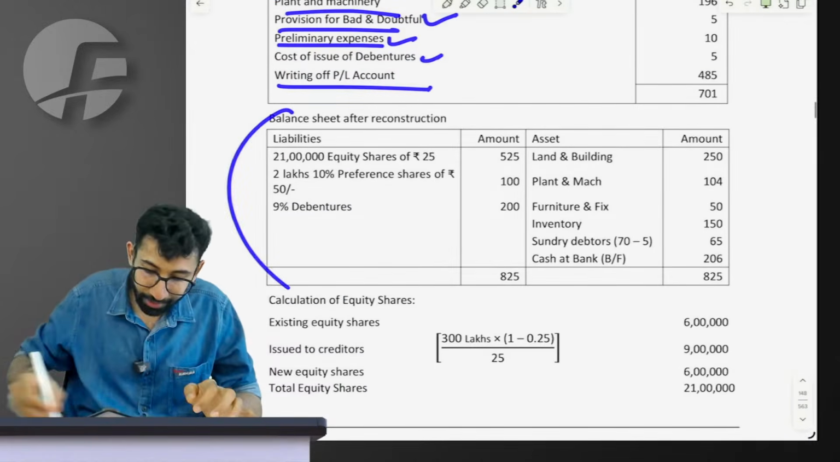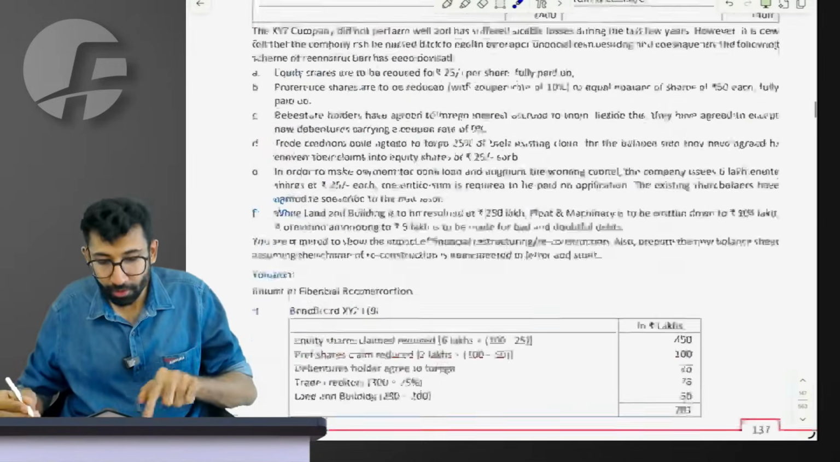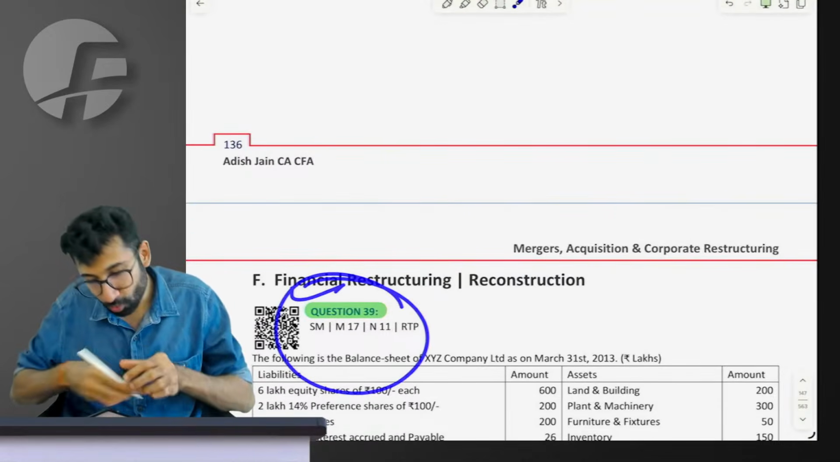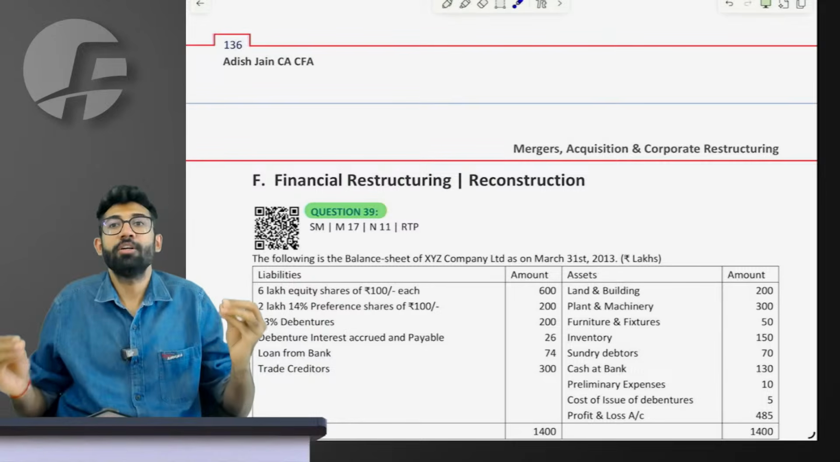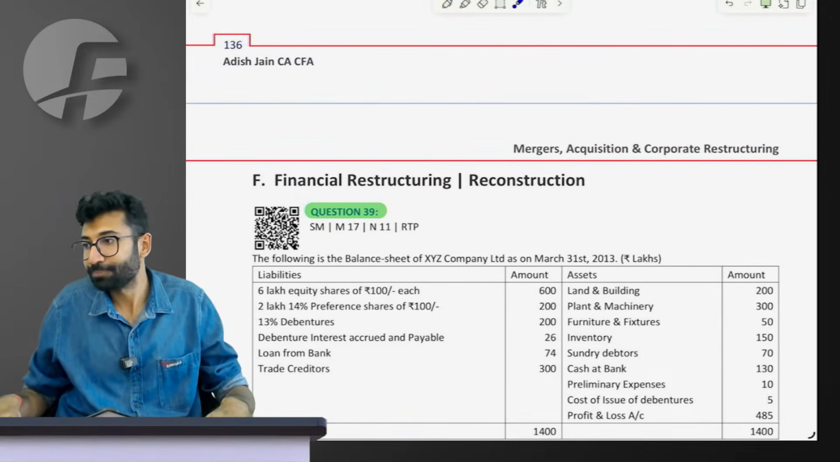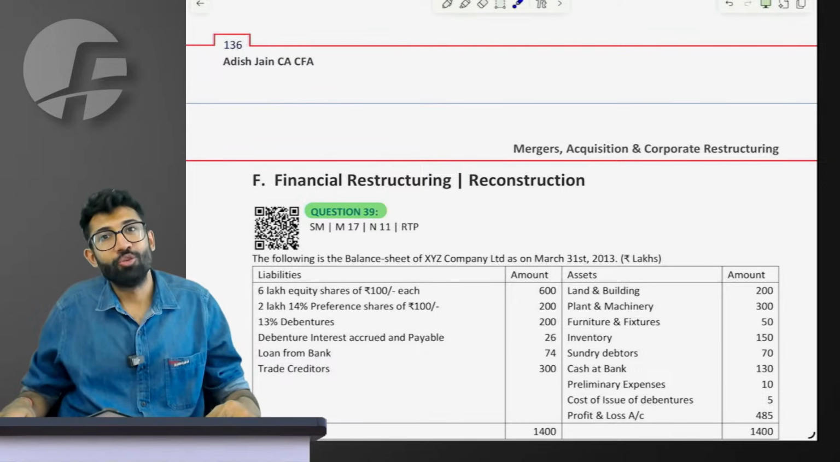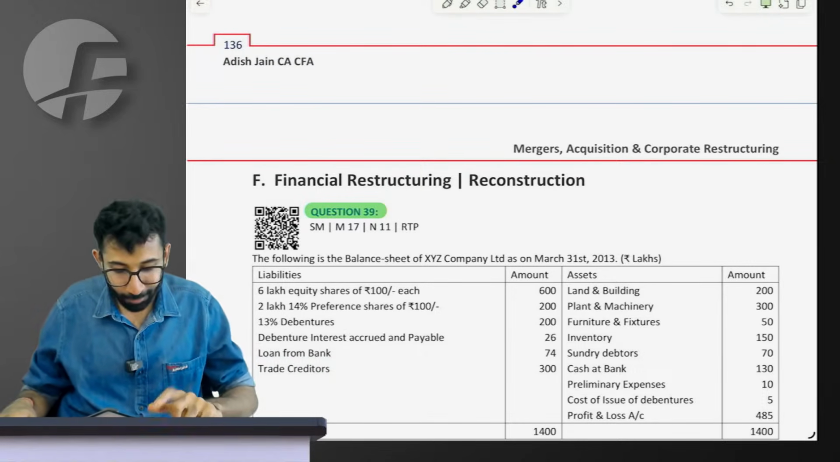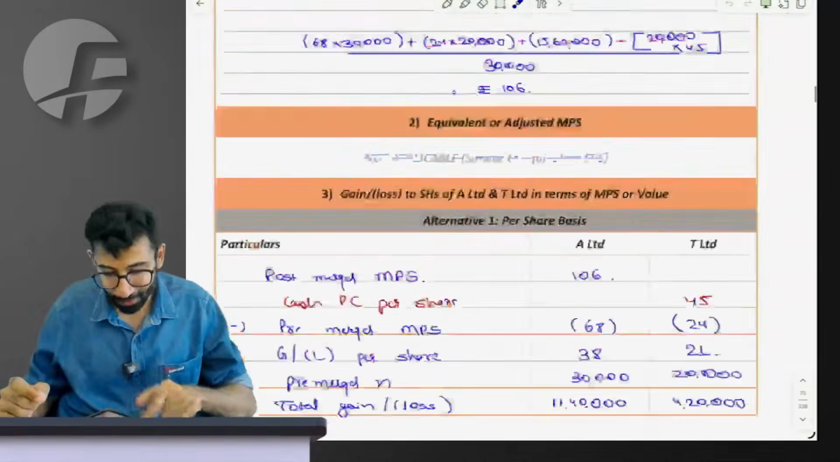And then after doing that, you prepare a new balance sheet. It should be a doable question, not a particular concept to be learned for this. Question number 39 is based on the concept that you have learned in CA Inter. That was the last question from my side to be discussed in the class, and this completes every possible thing of this chapter in this revision video.